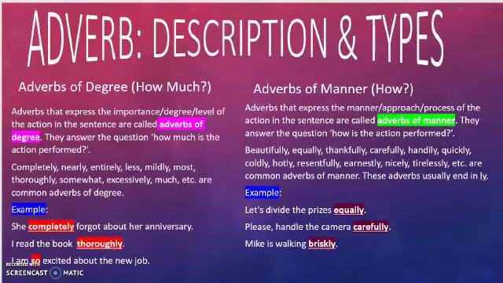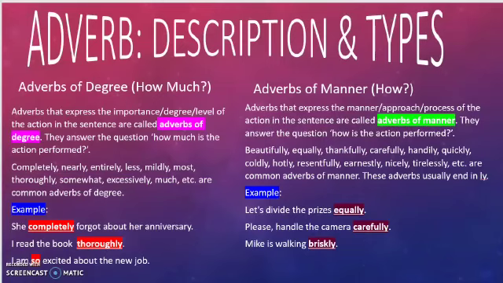Then we have adverbs of degree. It means how much. Adverbs that express the importance, degree, or level of the action in the sentence are called adverbs of degree. They answer the question, how much is the action performed? For example, completely, nearly, entirely, mildly, thoroughly, somewhat, excessively. These are all considered adverbs of degree. Here is one example. She completely forgot about her anniversary.